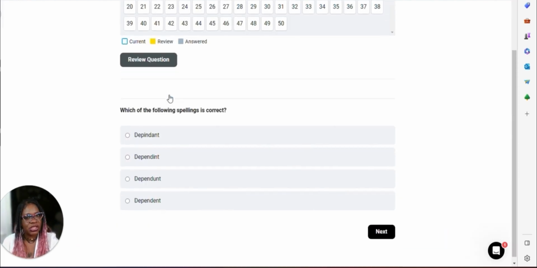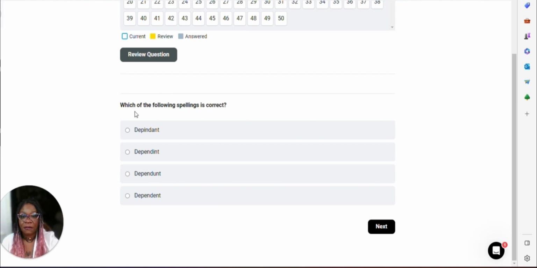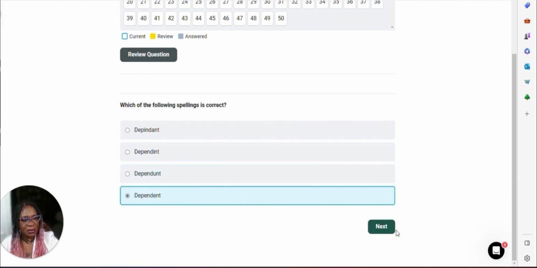So we have question number 1, which is which of the following spellings is correct? Is it dependent, dependent, dependent, or dependent? I'm going to go with dependent because dependent is the only correct spelling of the word. So we're going to pick that one and move on to question number 2.